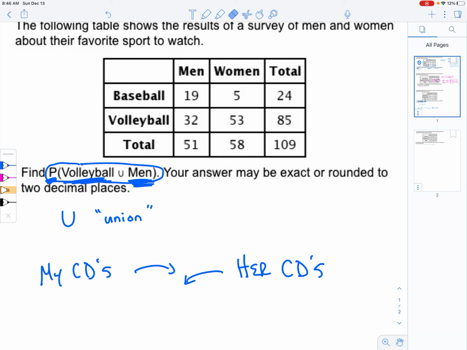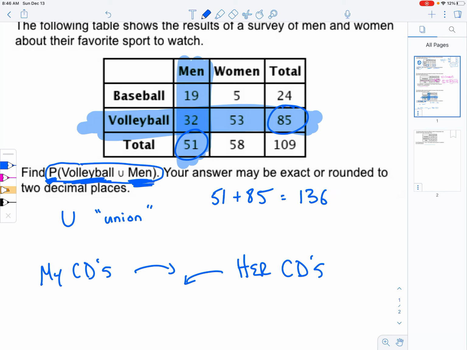I'm going to look at some highlighting. How many people play volleyball? I'm going to go across this, and there are 85 total people that play volleyball. The union: how many people are men? Well, 51 of them are men. So I'm looking at this number and this number. It might be easy just to say there's 51 men and 85 volleyball players, so put those two things together. 85 plus 51 is 136, and we'd say there's 136.